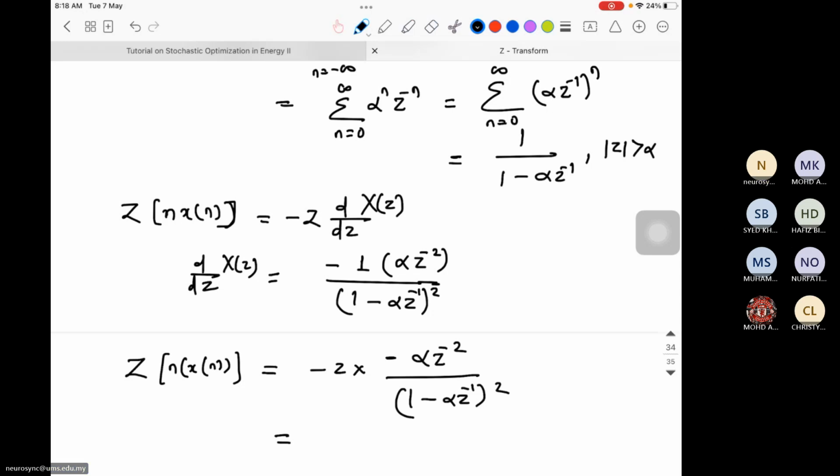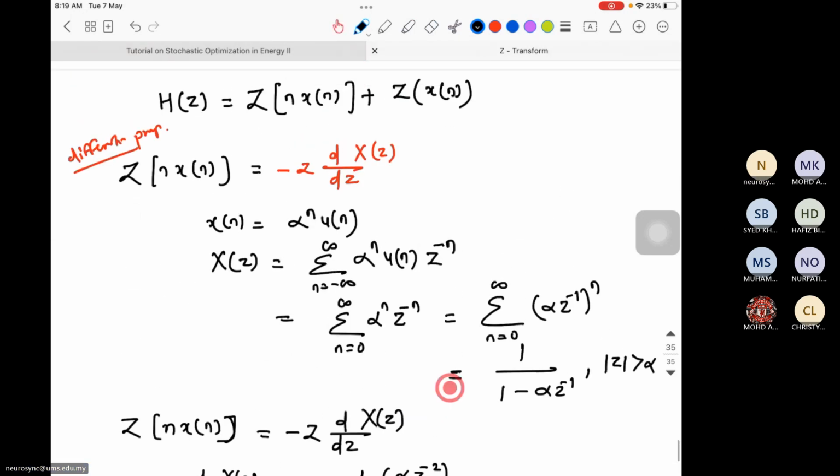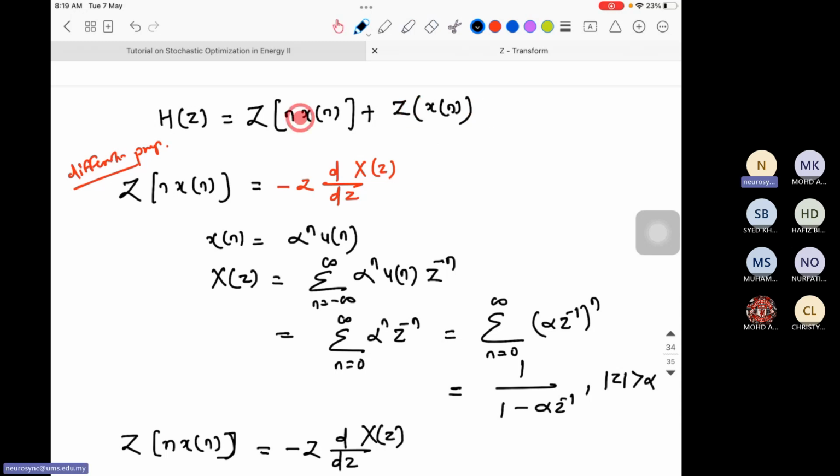So this is equal to z into z to the power minus 2, which will be z to the power minus 1. Alpha is there, divided by 1 minus alpha z to the power minus 1 square. Now we will apply the linearity property. So we will find h of z equal to the z transform of this plus the z transform of this.